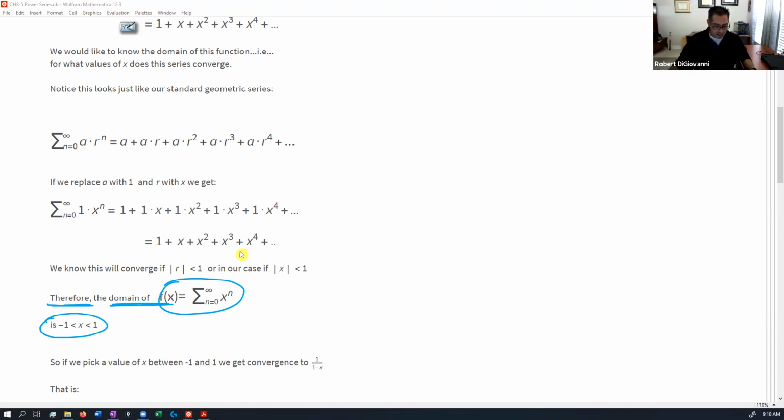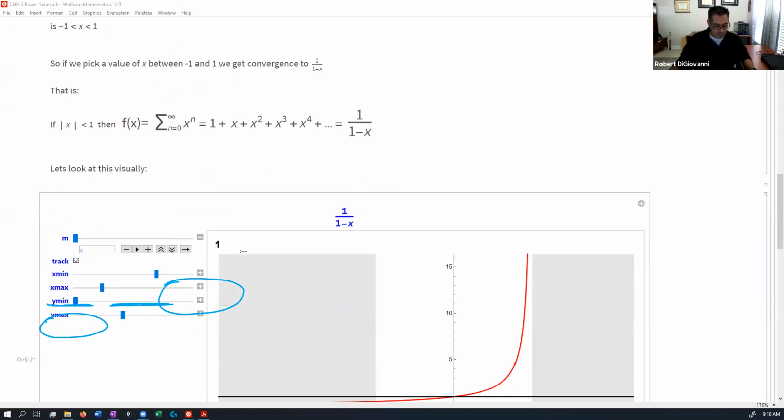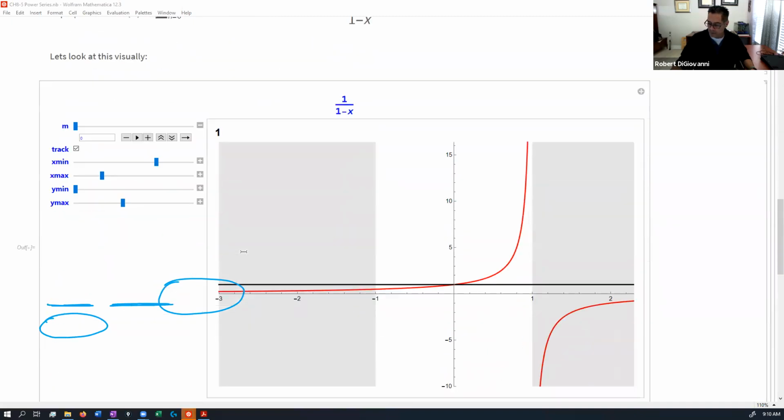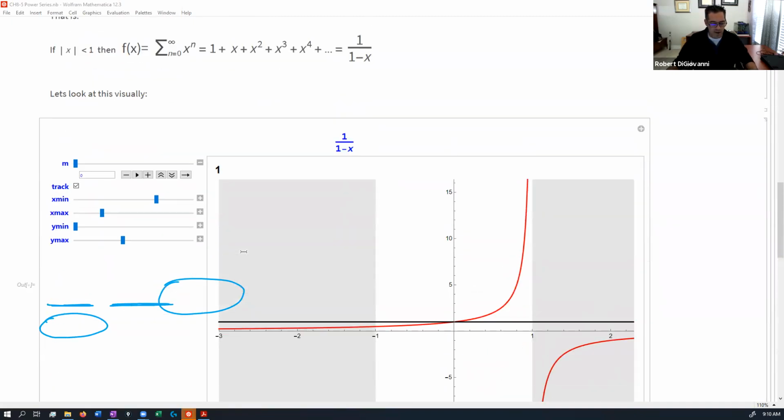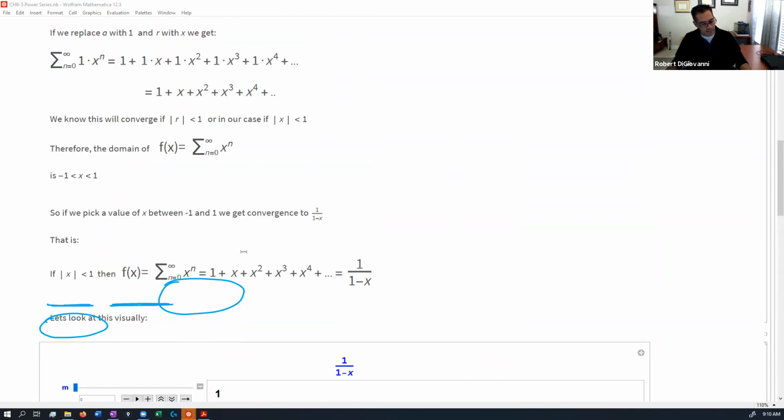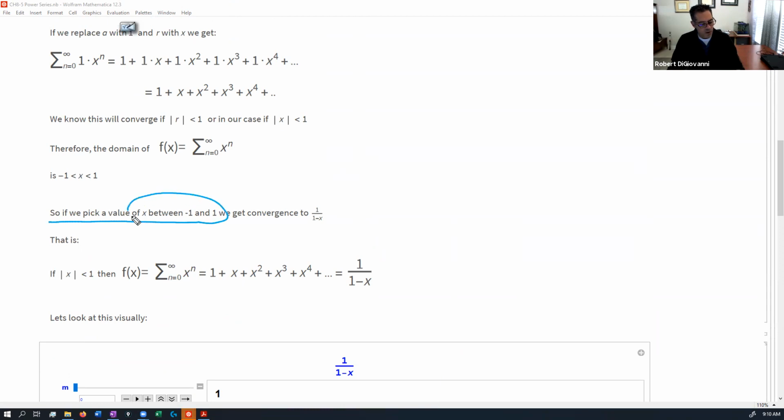So let's take a look at the actual picture. What I want you to do, oh, I forgot to point something out. When it converges, think back to geometric series again. When we pick a value between -1 and 1, we should get convergence to this. Now I know that's hard to read: 1 over 1 minus x. That's coming from that formula a over 1 minus r.